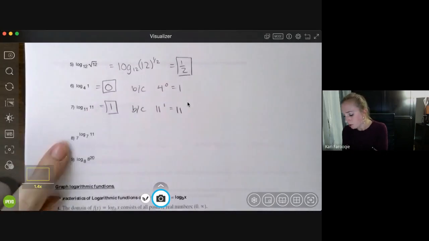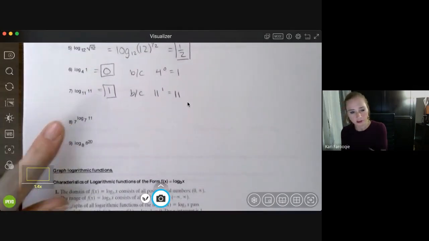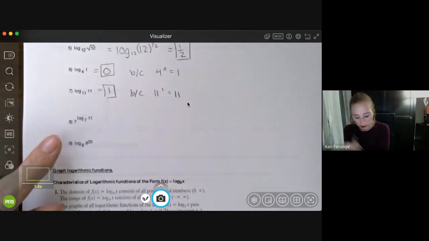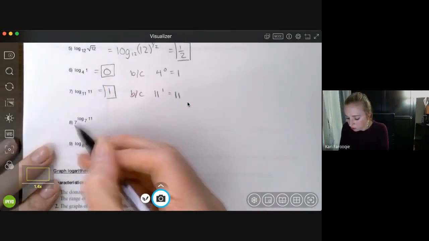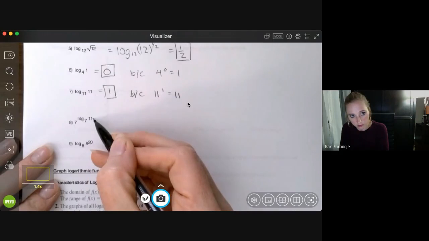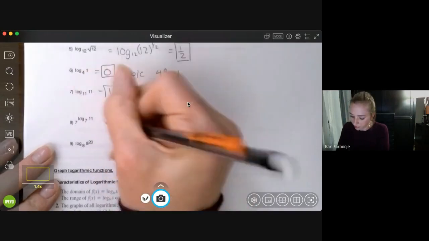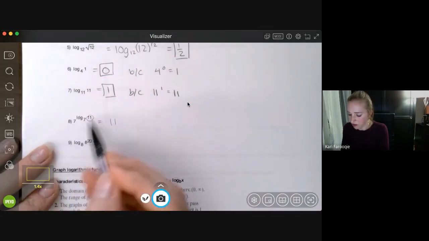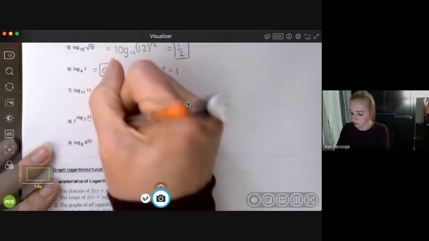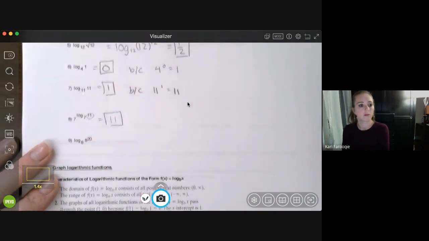Now this one, you're not going to see a lot, but for some reason it kind of stands out. I feel like it stands out a lot. This is b to the log base b of x. This is number 4. Your answer is just x. The bases match. Take the base out. Take the exponent out.